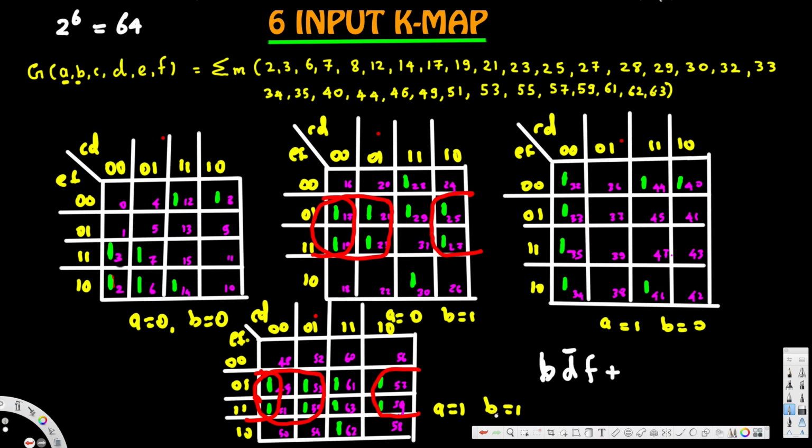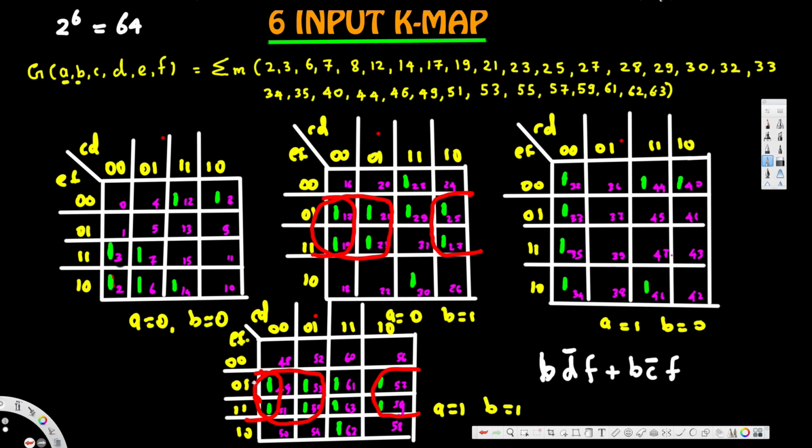A is changing, B is not changing, so we put a B. How about C and D? C is not changing, D is changing, so we put C. C is 0, so we put C not. And then D is changing, we don't have to worry about that one. E and F. E is changing, 0, 1, F is not changing, 1, 1, so we put BC not F, BC by F.